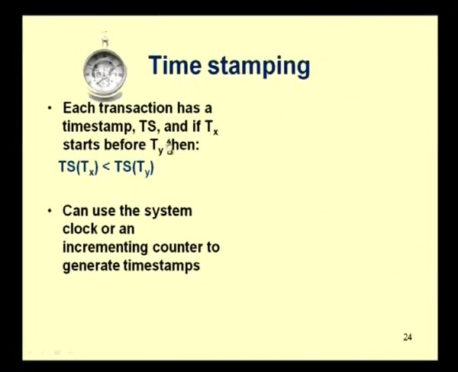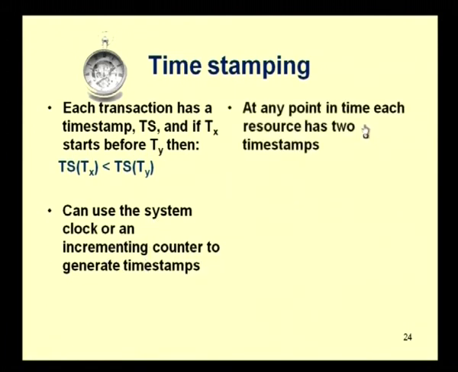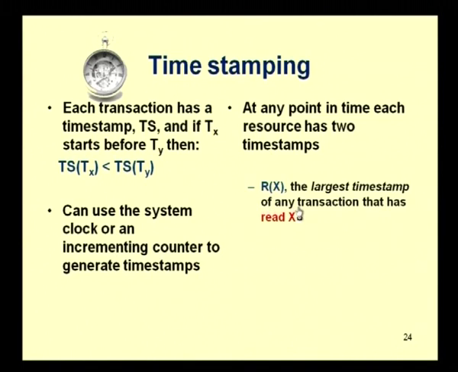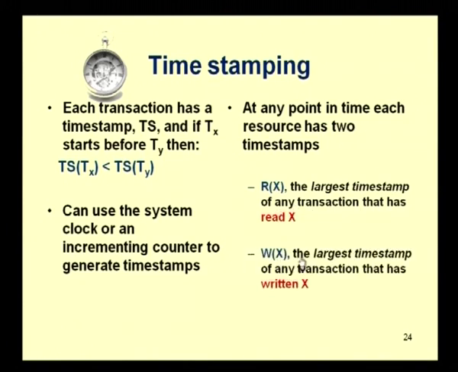Each transaction has a timestamp Ts, and if Tx starts before Ty, then the timestamp of transaction Tx is less than the timestamp of transaction Ty. You can use a system clock, or you can use an incrementing counter to generate the timestamps. At any point in time, each resource has two timestamps: R(X), the largest timestamp of any transaction that has read X, and W(X), the largest timestamp of any transaction that has written X. So, these are the two, R(X) and W(X).